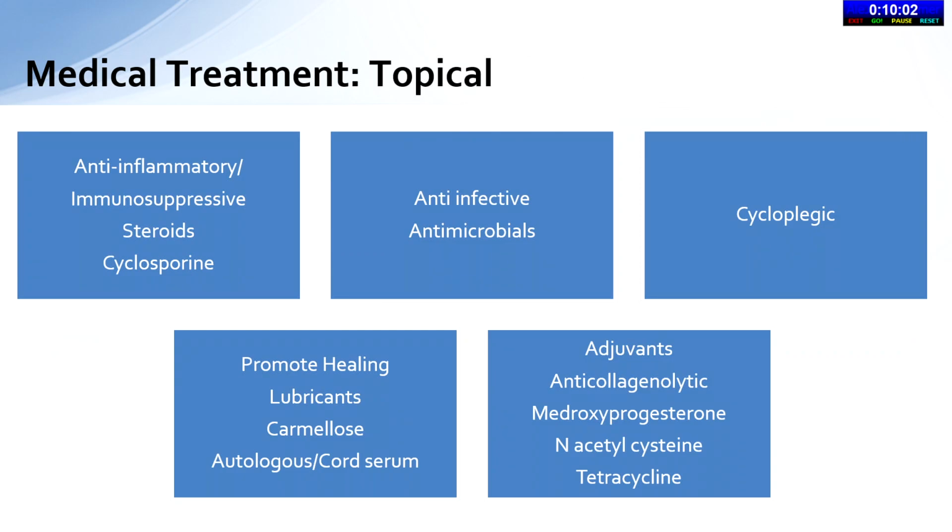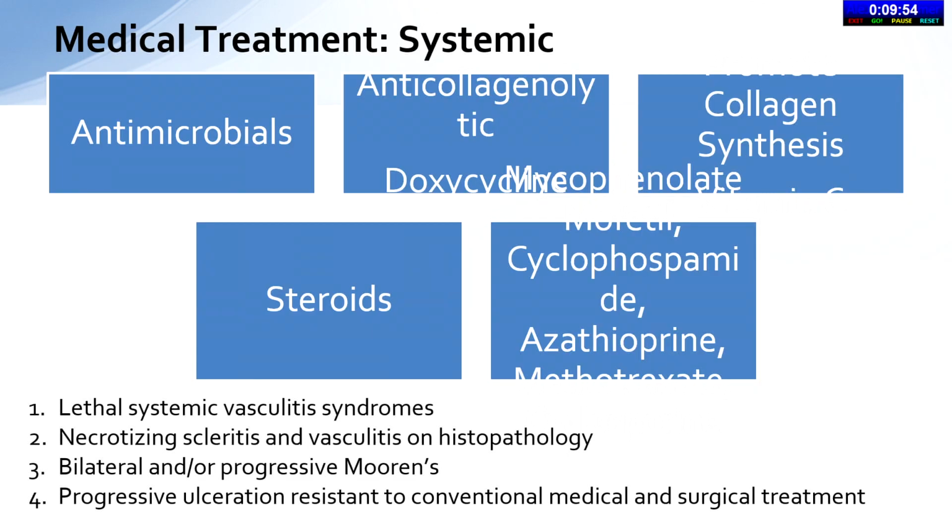When we talked about the various topical therapies, such as cycloplegics and anticollagenolytic agents, and then systemic diseases as well: sometimes there are really lethal systemic vasculitis syndromes, usually the ones associated with necrotizing scleritis. So it is PUK along with scleritis, and technically all of them will have a certain element. If you have a patient with scleritis, they have a risk of getting PUK, and correspondingly with PUK there's a strong likelihood of underlying scleritis, so watch very carefully.